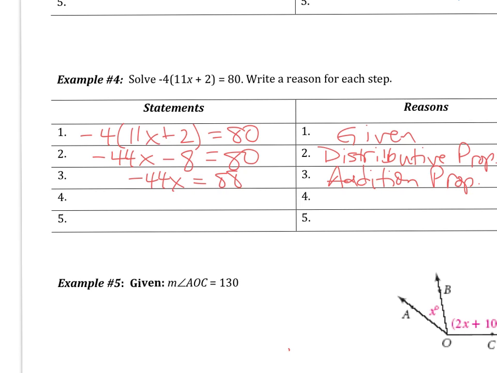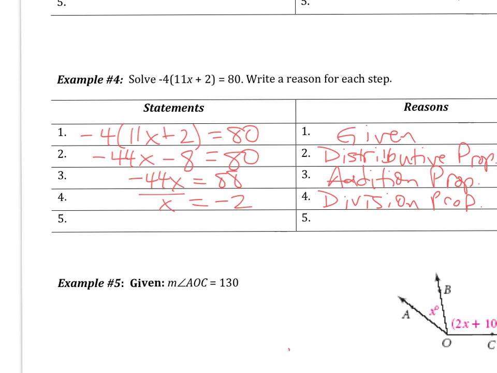Okay, Andrew. What will we do next? Okay, what are we dividing by? We divide by 44x? How about we just divide by the -44? Okay, so that would give us x is equal to what? -2. Okay, and we're dividing, so it's the division property. What do you guys think?